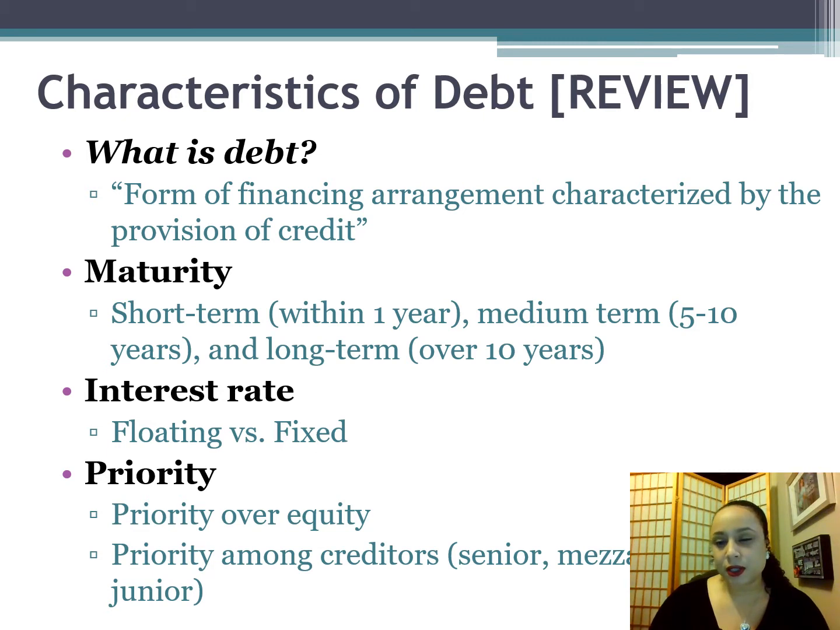They are also characterized by priority provisions. We've talked about priority in the context of debt having priority over equity in the event of a liquidation of a company or insolvency or bankruptcy. However, we have not talked as much about the extent to which certain creditors have priority in comparison to other creditors. And so we talked about these different levels of priority, such as senior, mezzanine, and junior.